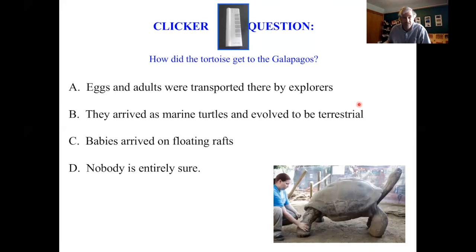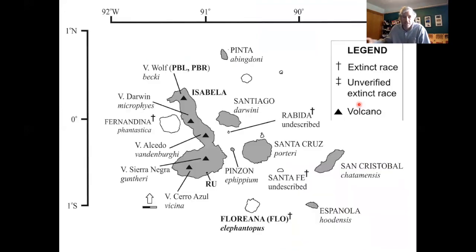So the actual answer to this is nobody is entirely sure, and this is still an active area of research. Still to this day, no one is 100% sure about how the tortoises got to the Galapagos Islands. Let's just talk about the tortoise on the Galapagos for a second.